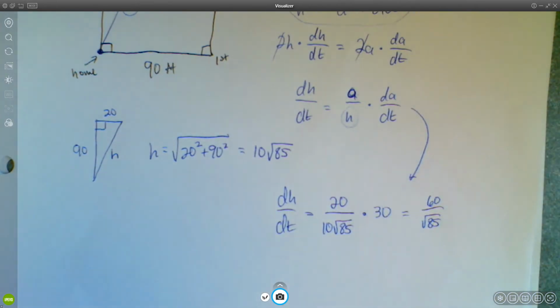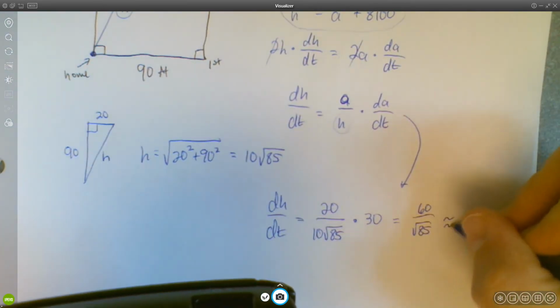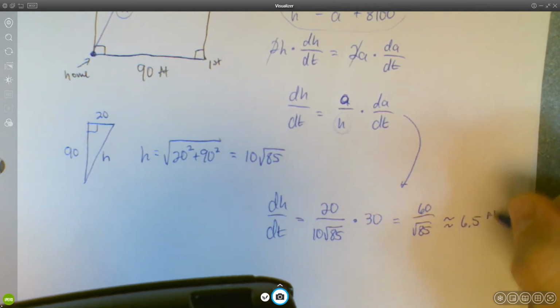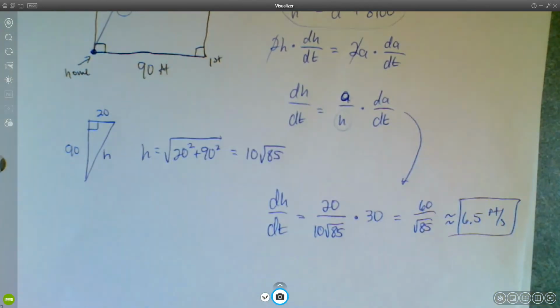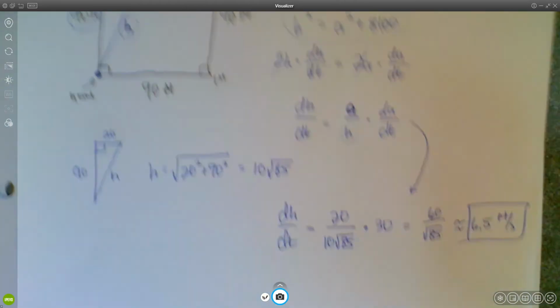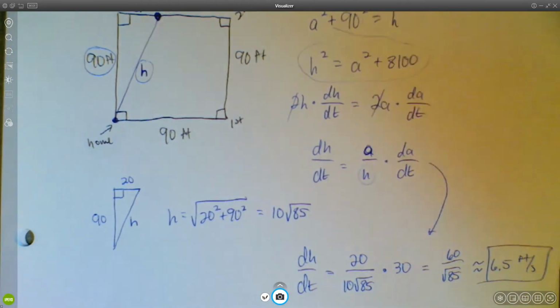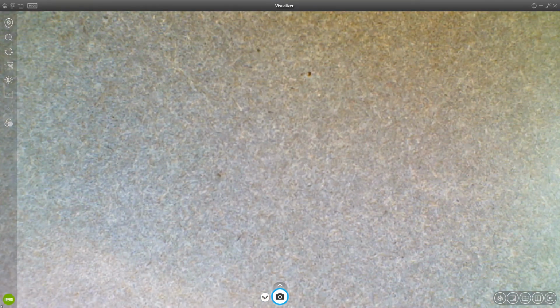About how much is this, though, I wonder? So that's about 6.5. Alright, so about 6.5 feet per second. Alright. Very good, so that's that one. Okay, let's do another one. I have two more examples that I want to show you.